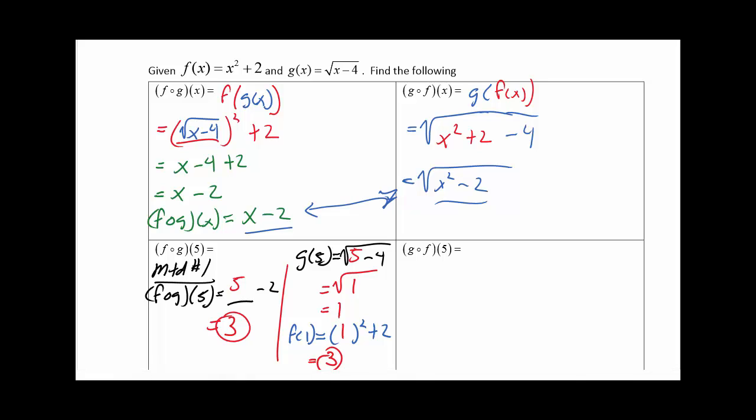Let's do the same thing. Let's switch the order. So g of f of 5. Let's see, I have the equation there. So g of f of 5 means I've got the square root of something squared minus 2. And I can just put the 5 in there.